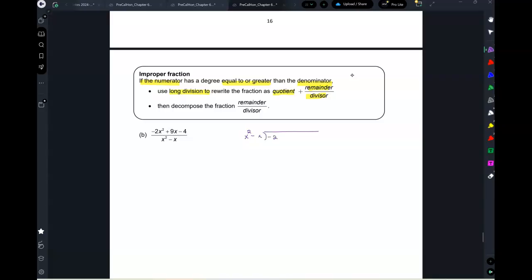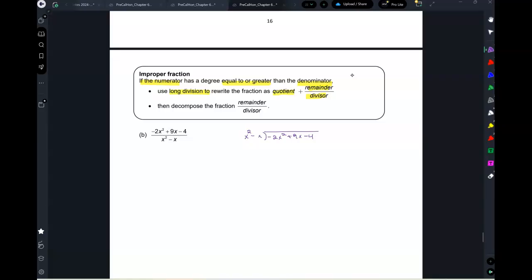I can never get enough of this, let me tell you. I mean, it's actually like 11:30 right now at night that I'm doing this. And still so much fun to do long division.